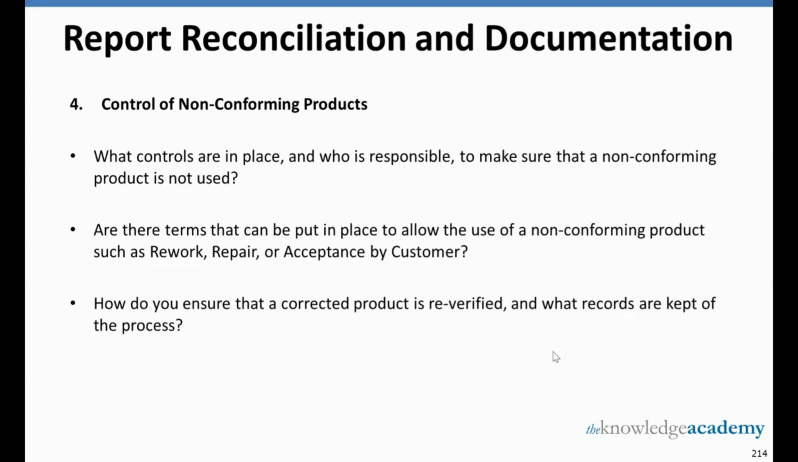And control of non-conforming products. So, what controls are in place? Who is responsible? And to make sure that a non-conforming product is not used, who is going to take care of it? So, all these questions are asked. Then, are there terms that can be put in place to allow the use of non-conforming products such as rework, repair, or acceptance by customer? How do you ensure that a corrected product is re-verified and what records are kept of the process?